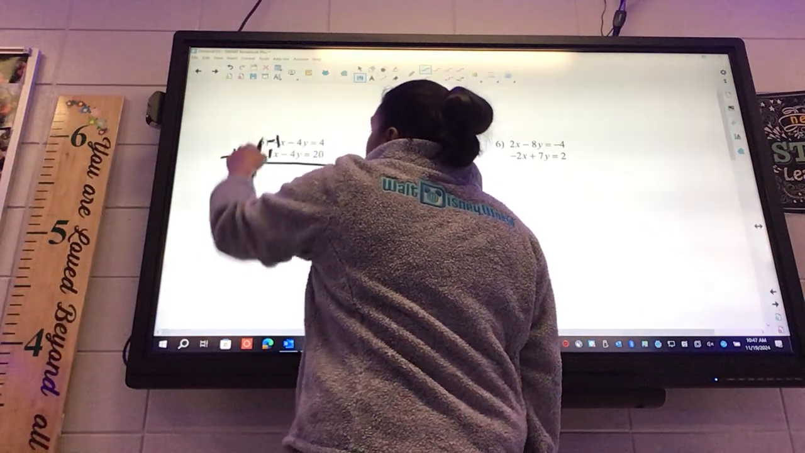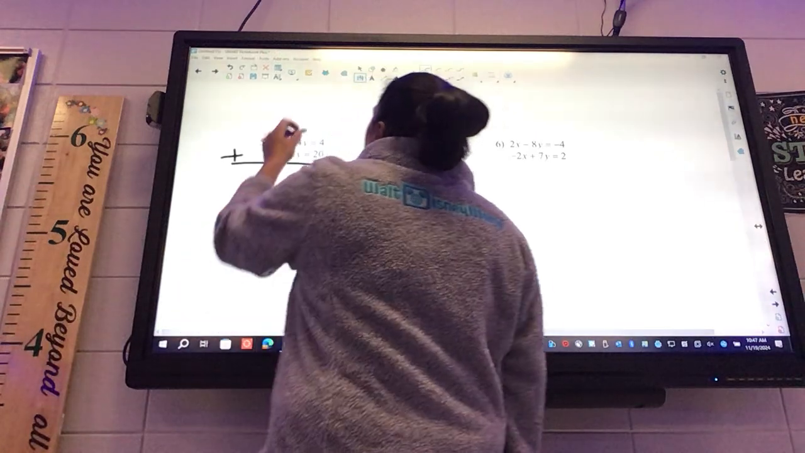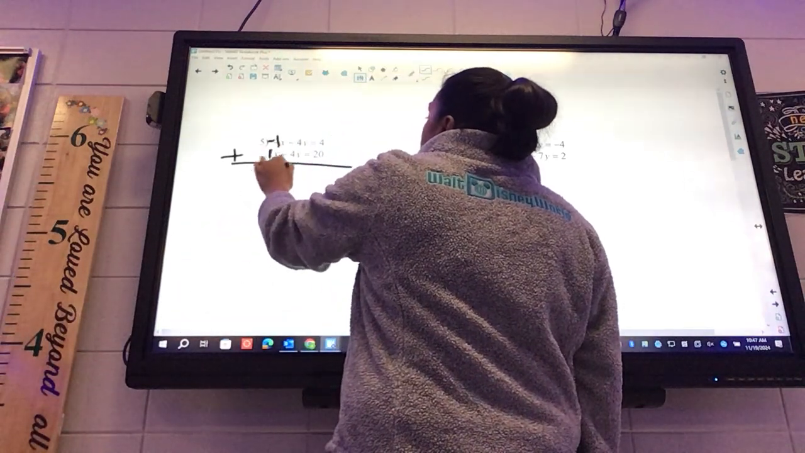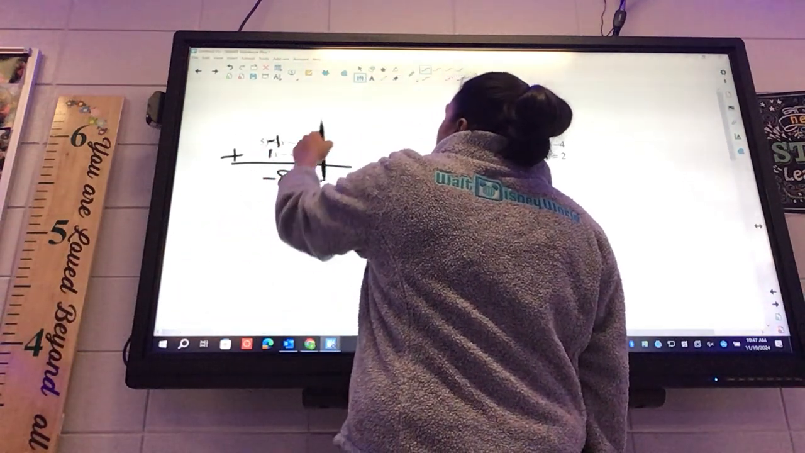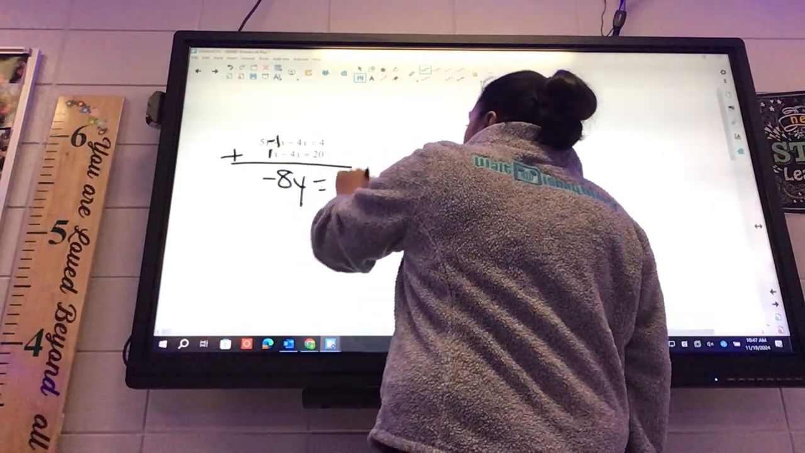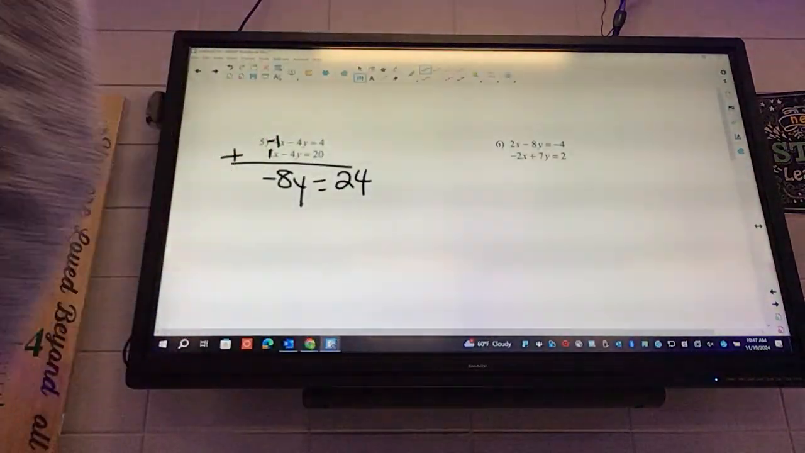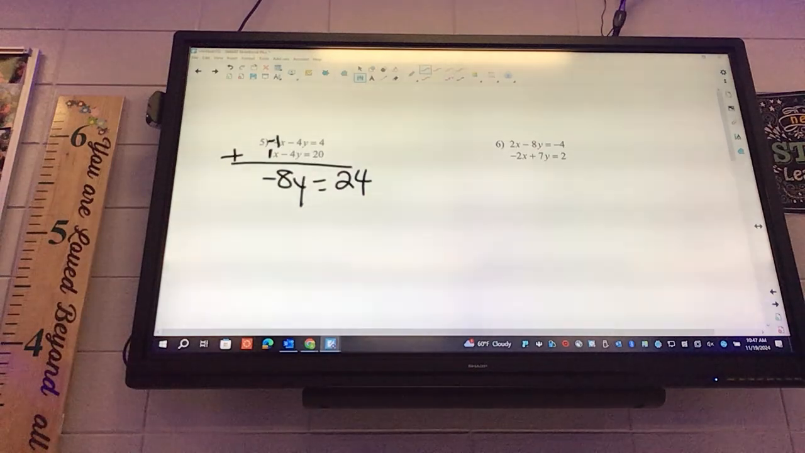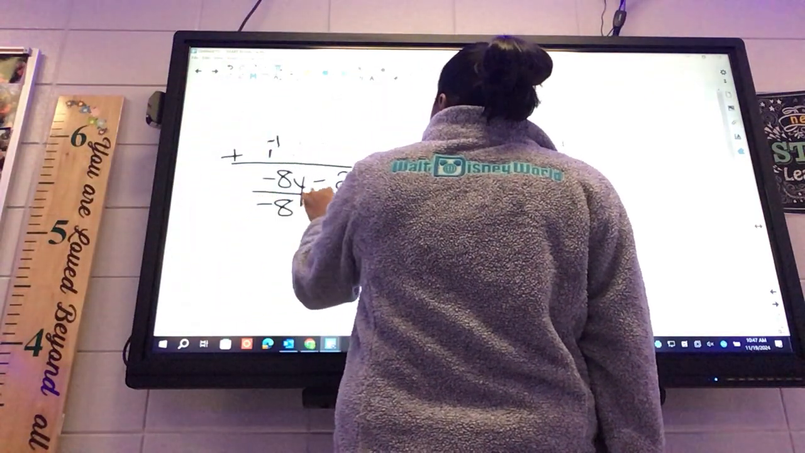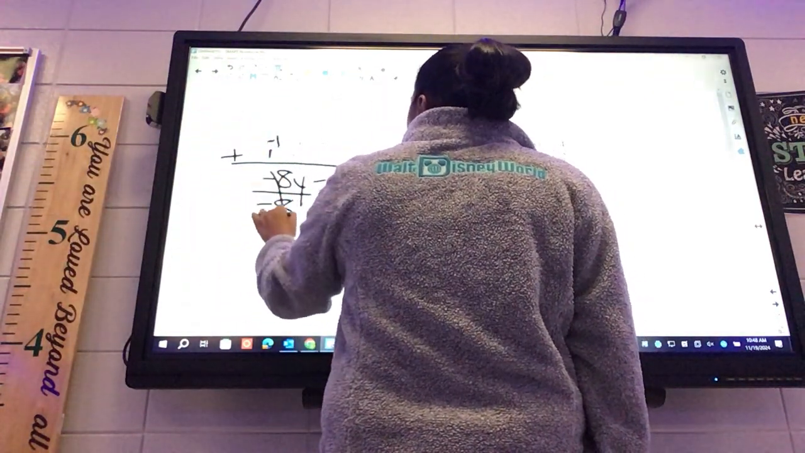Okay, so 1 plus a negative 1 cancels. Negative 4 plus negative 4 is gonna be negative 8y. 4 plus 20 is gonna be 24. Divide by negative 8. Negative 3.